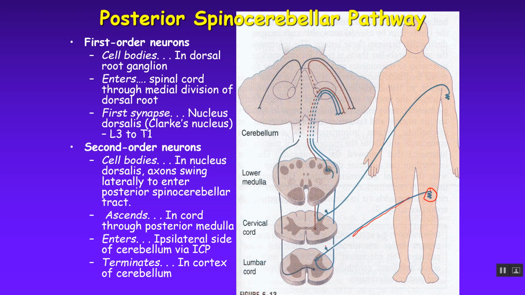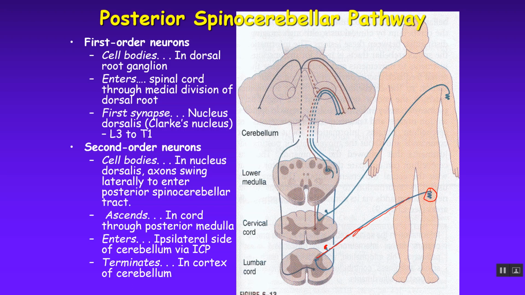They're going to come in the back part of the spinal cord to the dorsal roots, and the cell body for that axon is going to be located in the dorsal root ganglion at the appropriate level. If this is a quad, it might be L2, 3, or 4, or something like that. It comes in through the medial division of the dorsal root, just like your conscious proprioception comes into the medial division of that dorsal root.